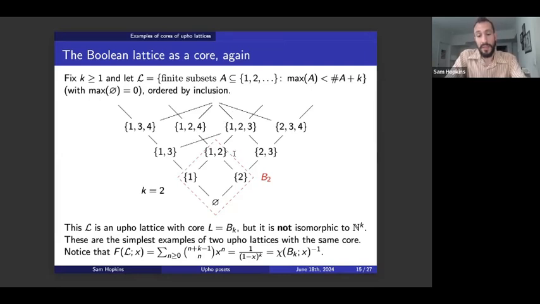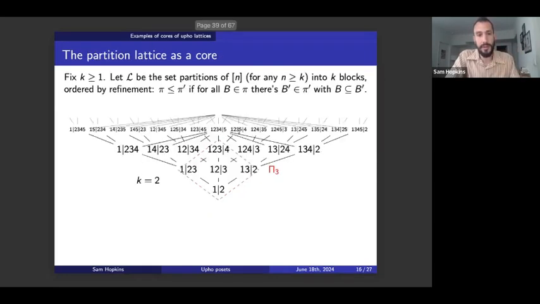Okay, so this is just a different way of realizing Boolean lattices as cores. But what we're actually interested in is which things arise as cores. So let me show you another construction that's similar. Again, we're going to fix a parameter k greater than or equal to 1, and we're going to look at the collection of set partitions of a set of the form 1 up to n, for n any number greater than or equal to k, into k blocks. And we're going to order these by refinement.